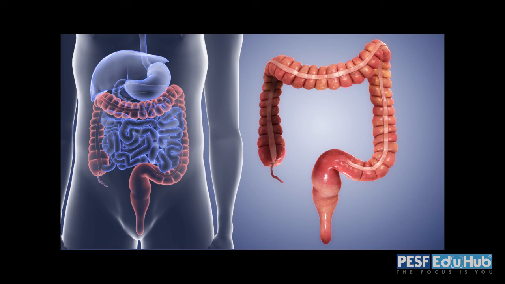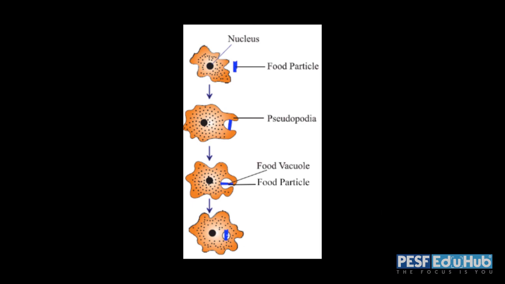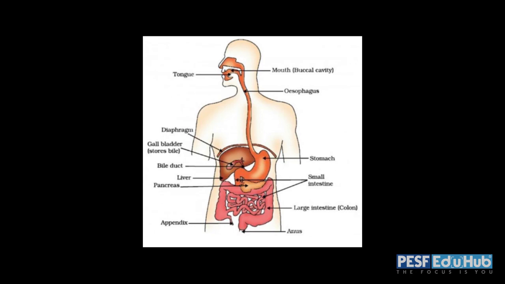Okay, let us recall this chapter once again. In the very beginning, I told you the type of nutrition in amoeba, that is holozoic nutrition. It involves 6 steps. First, sensation of food. Then food is surrounded by pseudopodia. Food vacuole is formed. Food is digested. Food is absorbed, and undigested food is egested. Okay, see the picture.